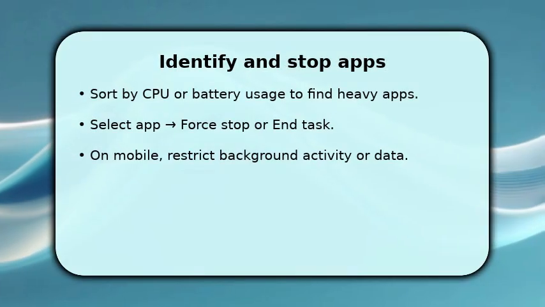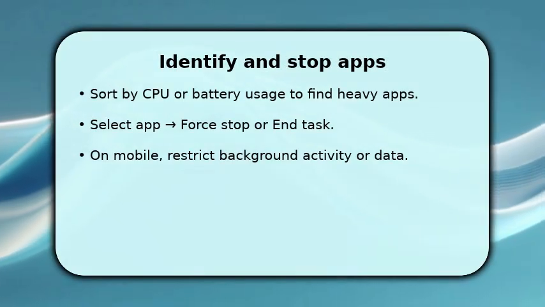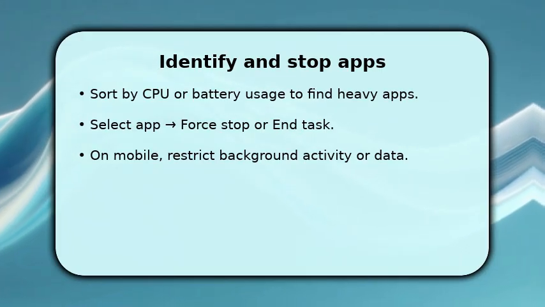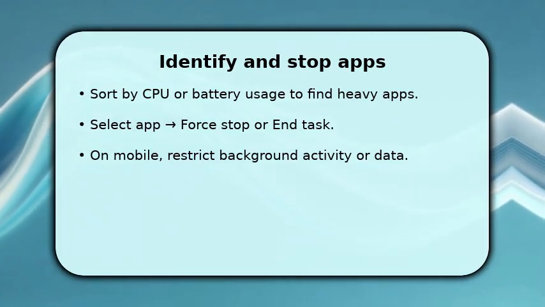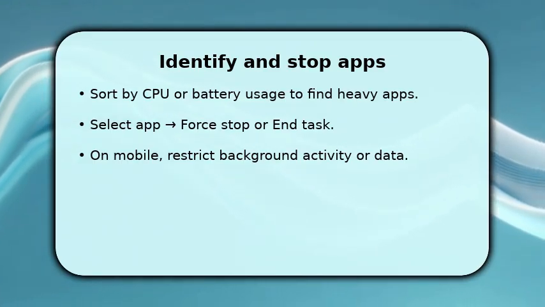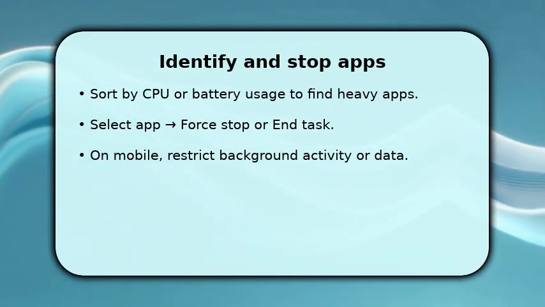Now you'll identify the real culprits. Sort apps by CPU, memory, or battery use so the heaviest ones appear first. Tap or click an app entry, then choose Force Stop, End Task, or Close. On mobile, open App Info and toggle Background Activity or Background Data off.